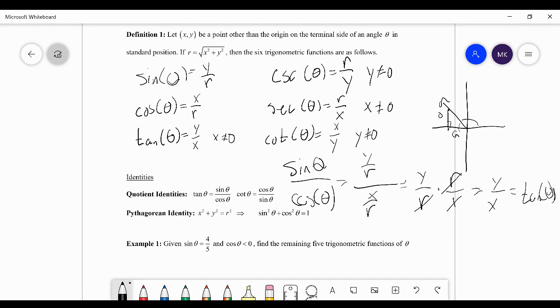Do the exact same thing for cotangent. Start with cosine over sine, x over r over y over r, multiplied by the reciprocal, the r's cancel, and you get x over y, which is cotangent. Now, the Pythagorean identity is a very important identity here.